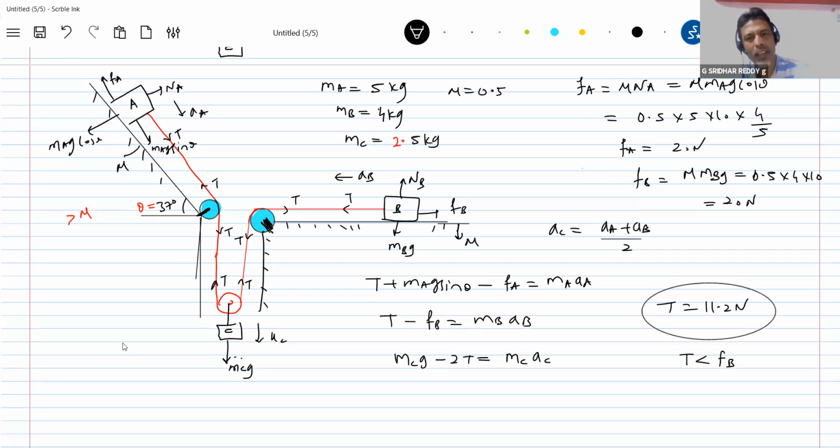But something we assumed, the block B will shift, no? But what we ended up with is the answer 11.2 Newton. So what should I interpret now? In fact, the block B will not shift. And the friction acting will not be limiting on the block B, it will be static friction. Only A and C will move. Therefore, the block B will not shift.